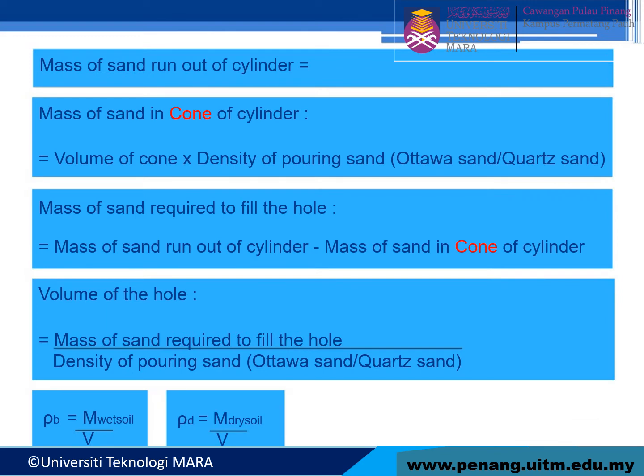This is all the formula that you may refer to, or you can just refer to the calculation. That one is very simple. Rho bulk is equal to M wet over volume, rho dry is equal to M dry over volume, or rho dry is equal to rho bulk over 1 plus m, where m is the moisture content. This is how to determine rho dry and rho bulk.